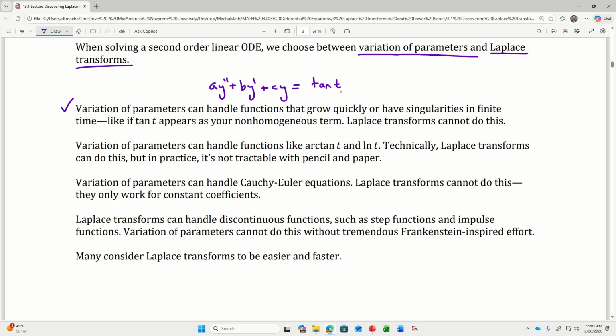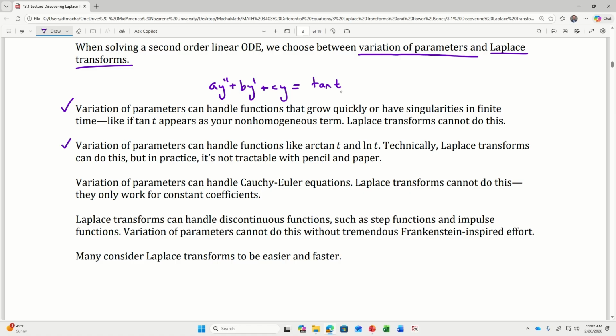So that's a score for variation of parameters. Variation of parameters can handle functions like arctangent of t. And arctangent does have a Laplace transform because it doesn't grow necessarily. It just approaches pi over 2. But even though it has a Laplace transform, it's just really, really difficult to find that Laplace transform to the point where we don't want to deal with it. And so that's another score for variation of parameters.